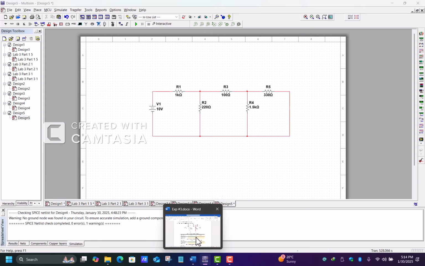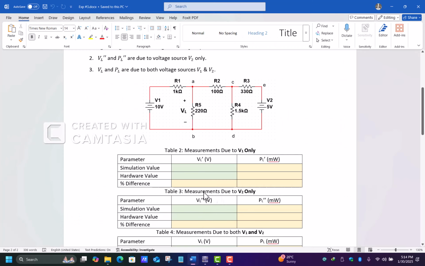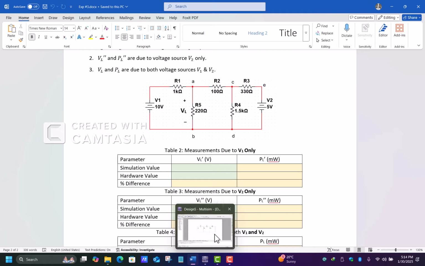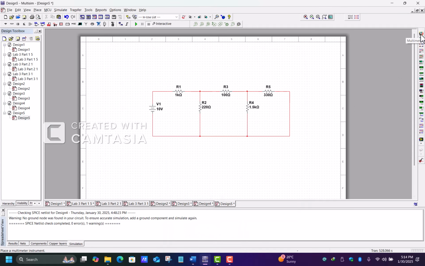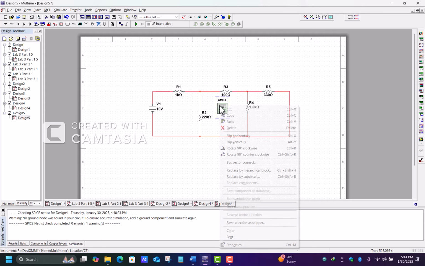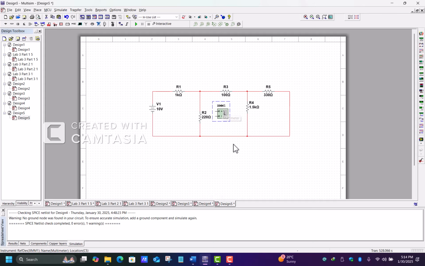What are the measurements we need? We need the measurements for the voltage source, and the load voltage. Here we have considered the 220 ohm resistor as our load in this circuit. So we take the multimeter. This is my multimeter. We work with it by right-clicking and rotating it 90 degrees. Now we'll connect the multimeter here across the load.